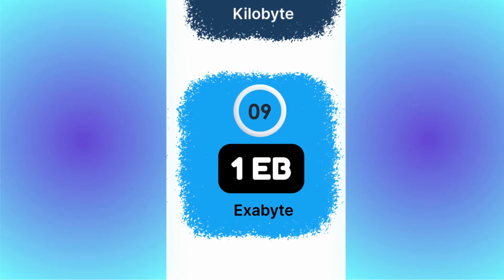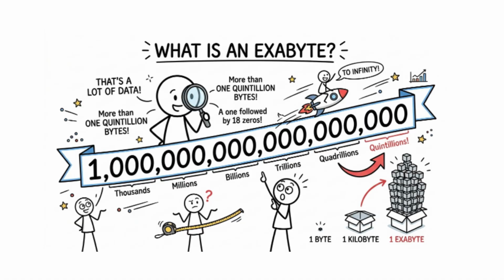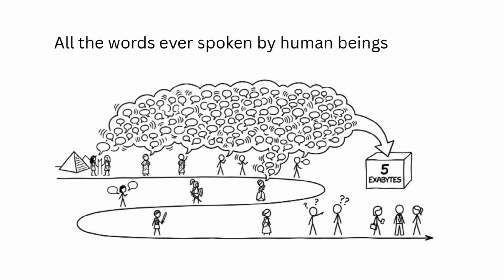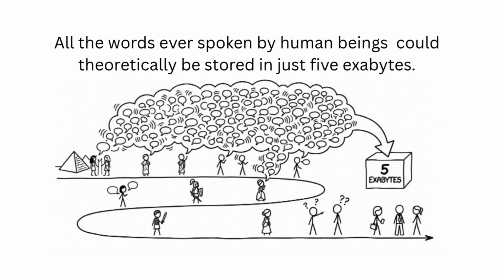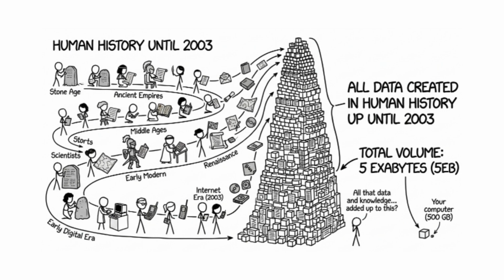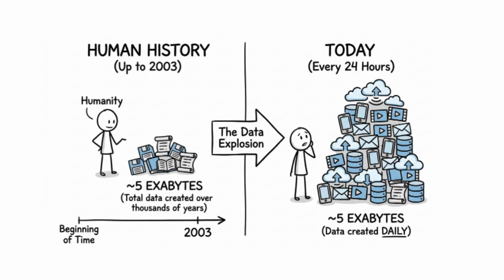Number 9, the exabyte, EB. An exabyte represents more than 1 quintillion bytes. That's a 1 followed by 18 zeros. At this level, we're talking about truly massive amounts of data. All the words ever spoken by human beings throughout history could theoretically be stored in just 5 exabytes. The entire internet traffic for a day worldwide, now measured in hundreds of exabytes. By some estimates, all the data created in human history up until 2003 totaled about 5 exabytes. Today, we create that much data every single day.